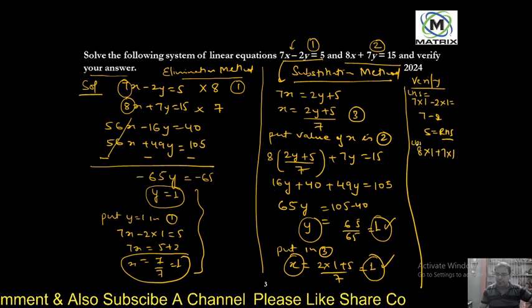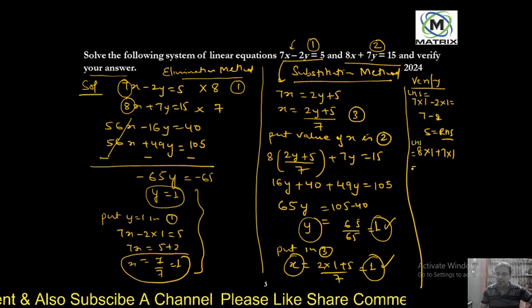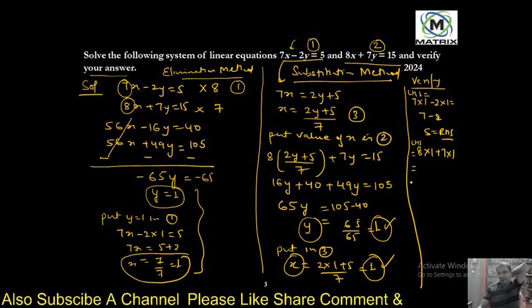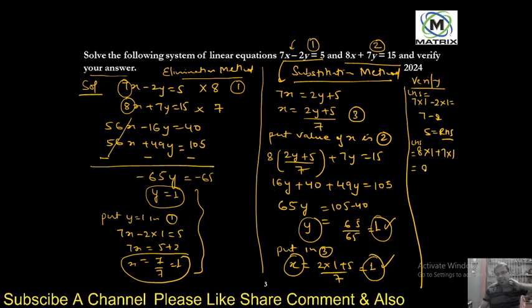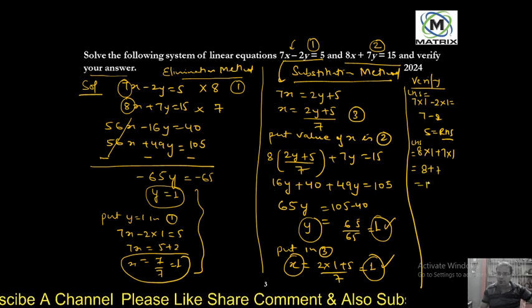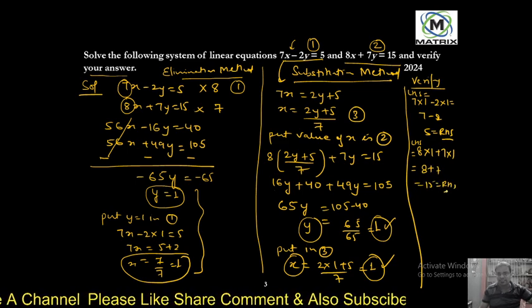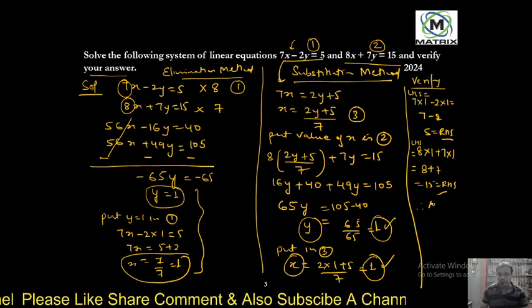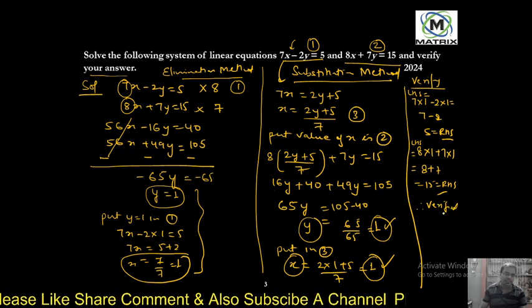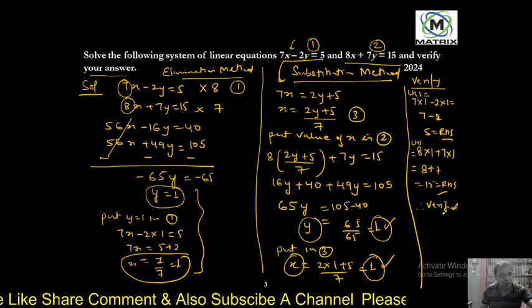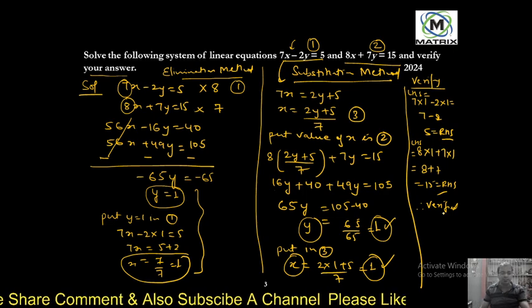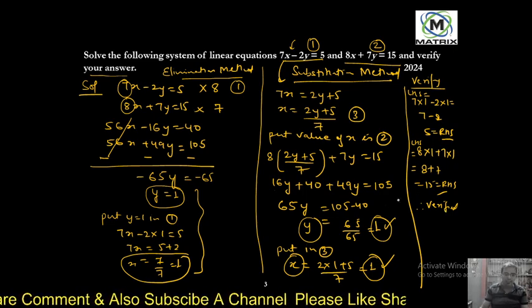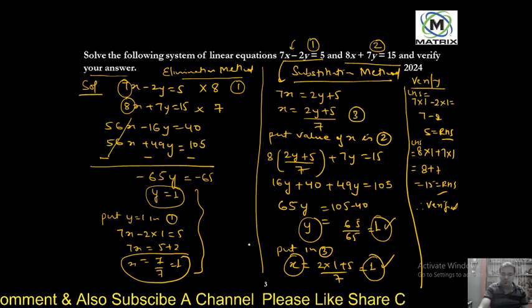We have to take both the equations, and if LHS equals RHS for putting the value of x and y, we say that it is verified. 8 plus 7, that is 15, that equals RHS. So we say therefore verified. Okay, understood my point, what I am saying? That is the simple way how we can proceed with the questions in a direct way. Okay, now we are moving to the next one.